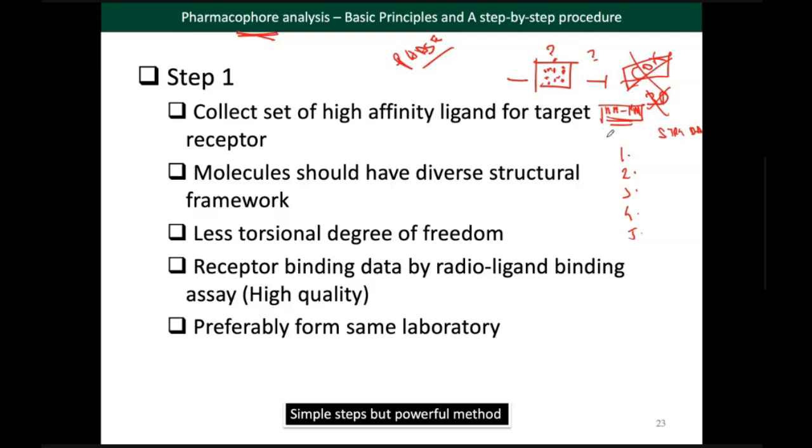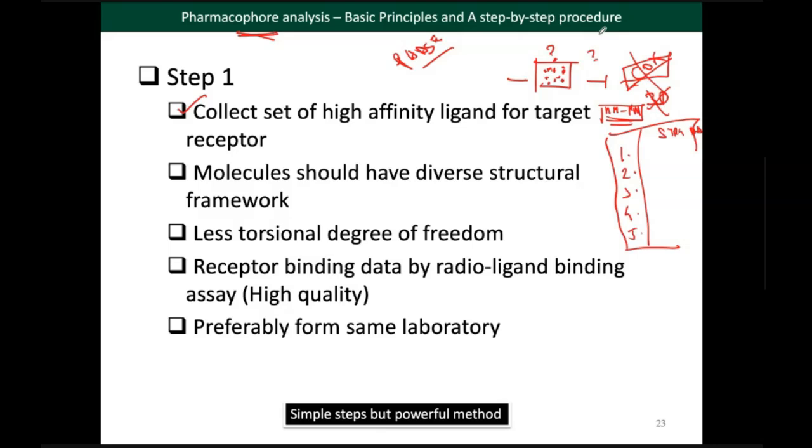This piece of information you can very easily collect from the literature. There may be many papers in which they have given a series of derivatives of some drug-like molecules with known biological activity against some target. So we have to collect this information from the literature. That's the first step: collect a set of high affinity ligand molecules for the target receptor.